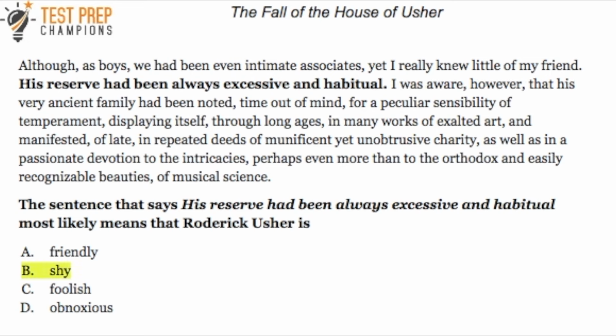So the correct answer here is B, shy. So saying that his reserve had always been excessive and habitual is basically kind of like saying he's always been very reserved, which is another way of saying he's always been very shy. So B is the right answer here.